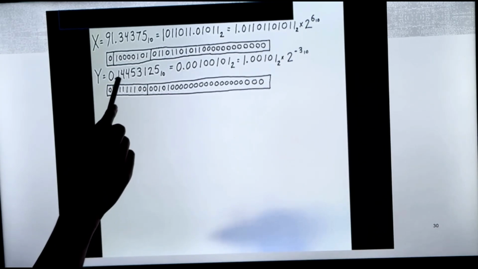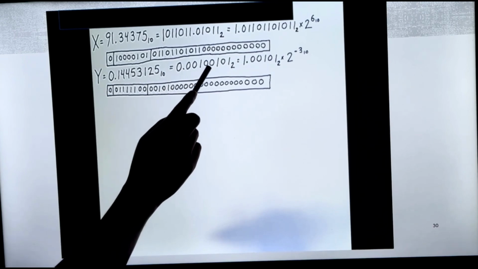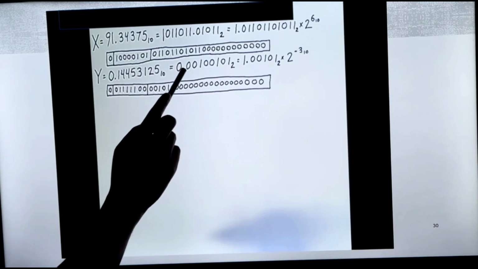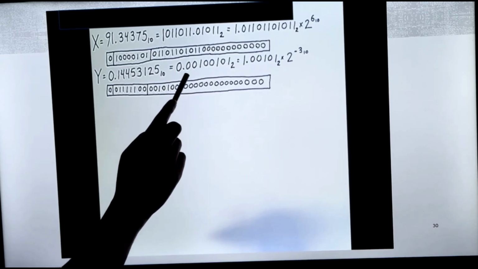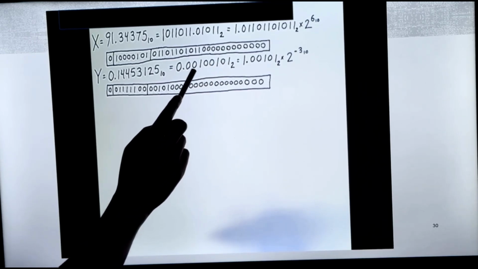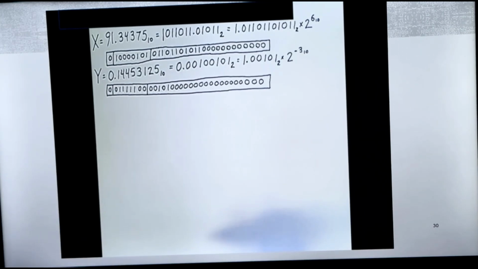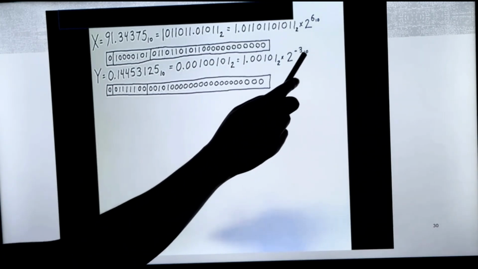Similarly, for 0 point this, if you convert it back to binary, it will be 0.001000101. But you have to make it 1 dot something. If you want to make it 1 dot something, it will be what? 1.00101 into 2 to the power minus 3. Why? I have to move 3 times right-hand side, right? So this is the number you are getting.